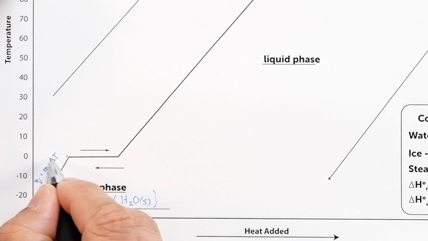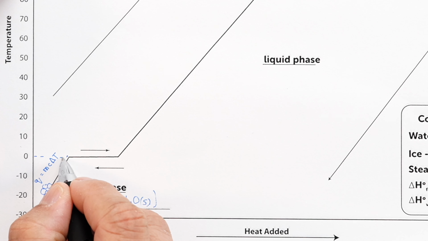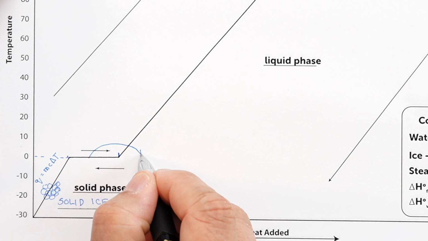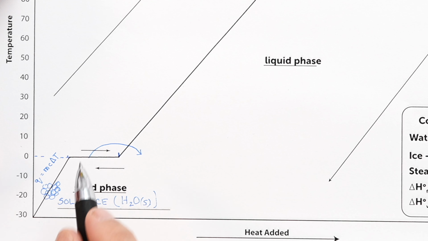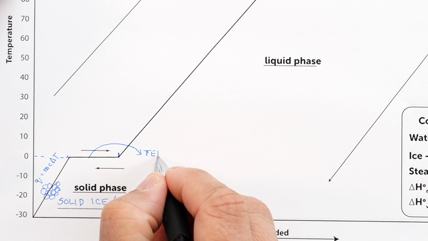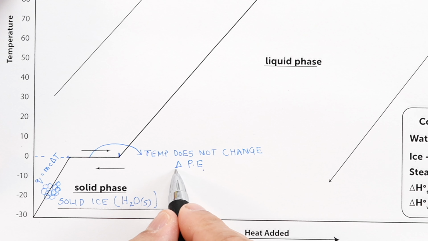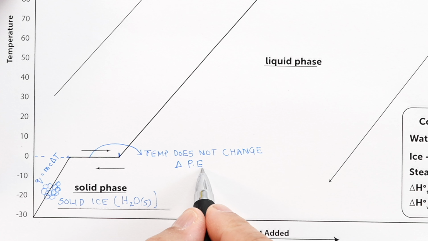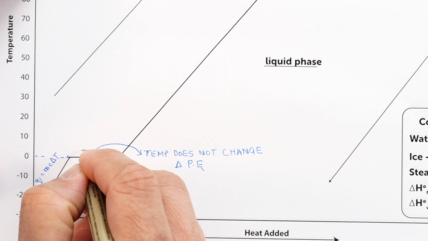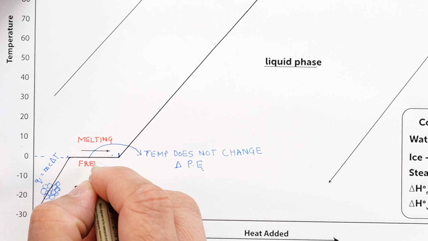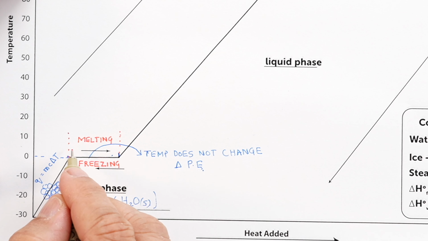Right here, if you notice, that is 0 degrees Celsius. So this is where ice is going to start melting, but not quite here. This entire range right here, notice the temperature stays at 0, but we are adding energy because heat is being added. The temperature does not change. And the PE stands for potential energy. So this is a change in potential energy right here. That is what this flat line represents. When you're going in this direction, you are melting. When you're going in the reverse, it is freezing. And we're talking about from here to here in this region.